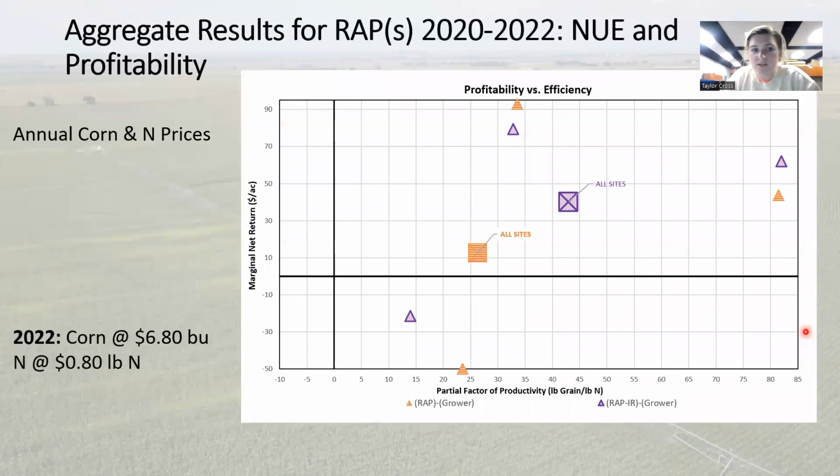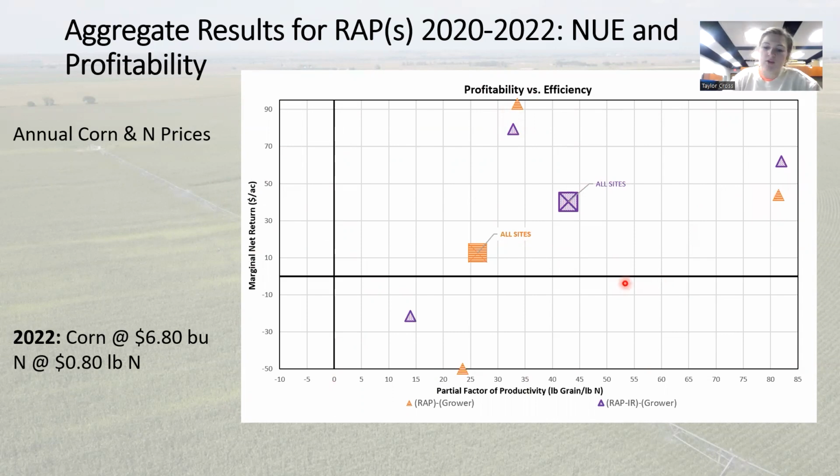So this is all the sites for this year. The way to read this graphic is that anything above this x-axis here is more profitable when compared to the grower's management. Anything below it in this quadrant down here is going to be less profitable. Anything to the right of this y-axis, excuse me, is more efficient compared to the grower, and anything to the left is less efficient. So these are all the sites this year. These are from site 1, these are from site 2. So you can just see those two treatments when they're compared to the grower's treatments, there's differences here.